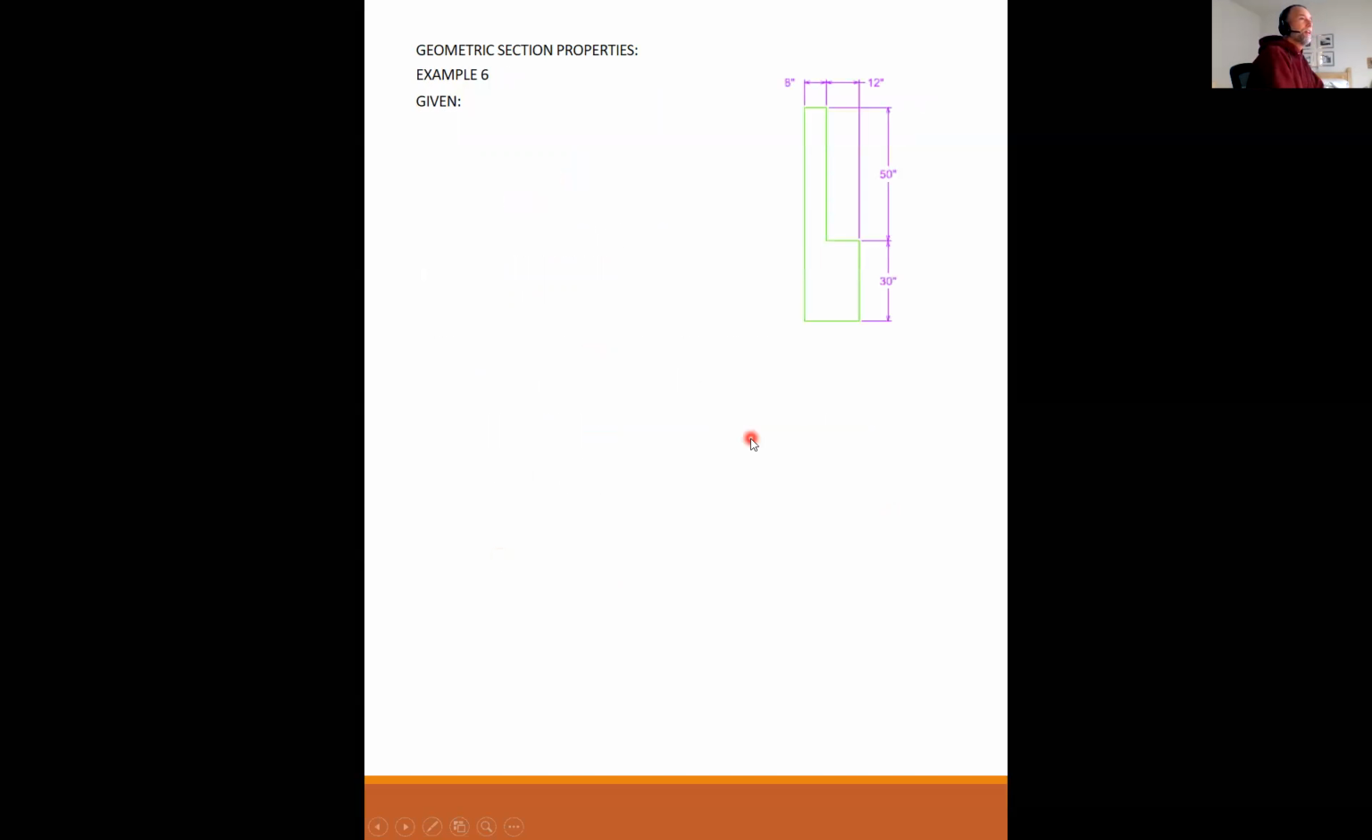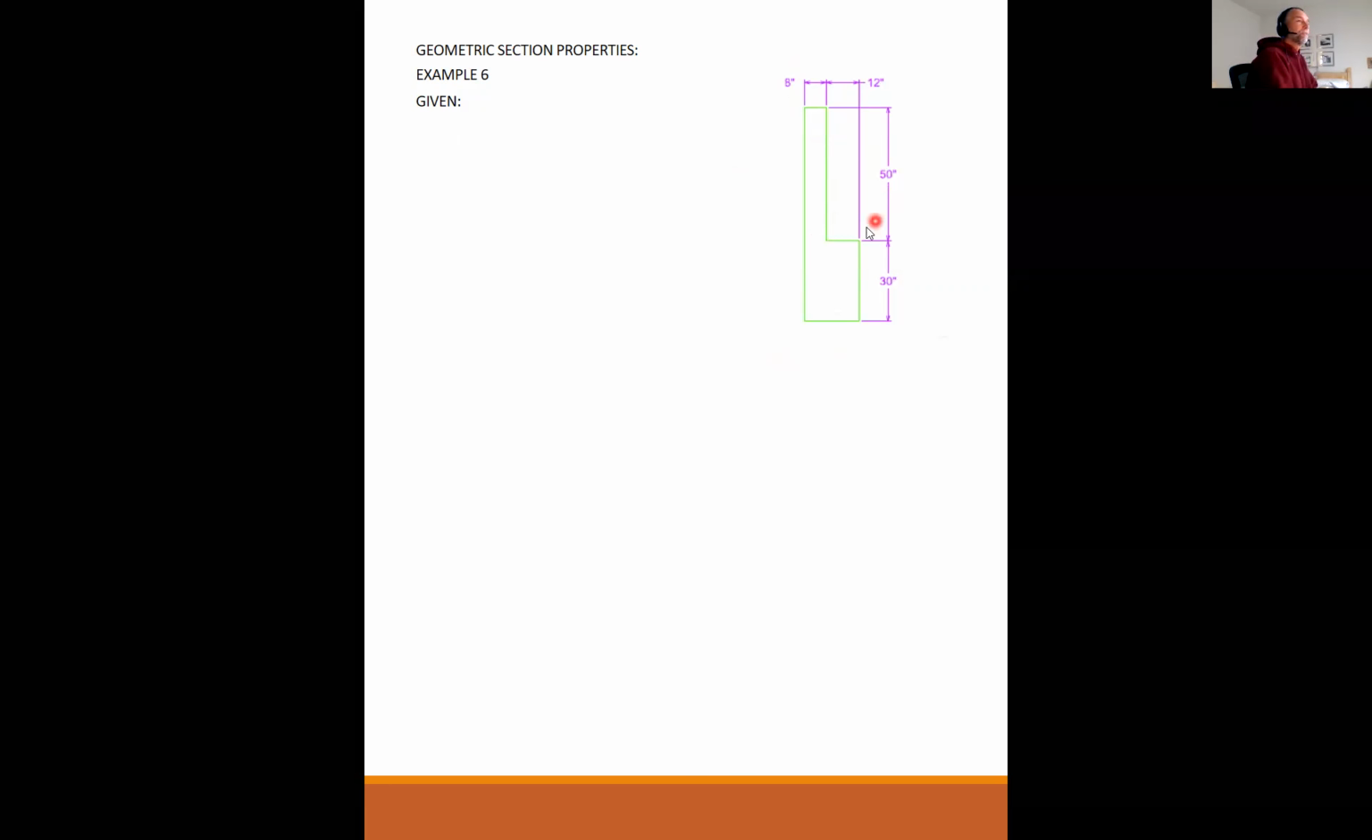Okay, so let's do an example. Here is an unsymmetric section. And I work in the world of concrete. We do concrete beams that are shaped like this. So this, for me, is a real world example. That's why this is a fairly large member. The wall is 8 inches thick. The ledge is 12 inches thick. The ledge is 30 inches high, and the wall is 50 inches high on top of that.